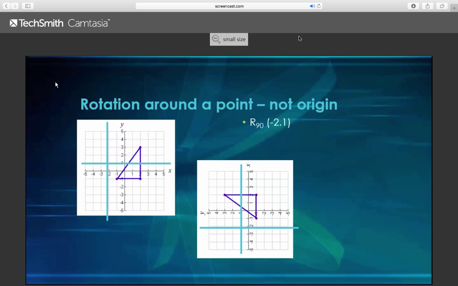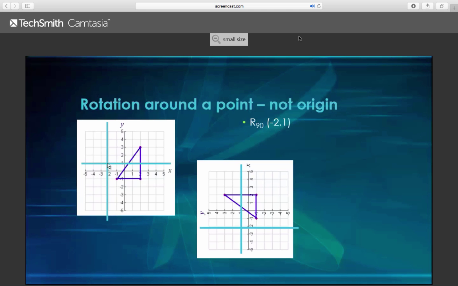Alright, what we're going to do for the last thing in this section is we're going to take a look at when you rotate around a point that's not the origin. So let's say that we want to take the triangle and we want to rotate it 90 degrees around the point -2, 1. So first thing that I would do is take my graph, plot my triangle, and then what you have to realize here is that you're looking at the point -2, 1 as your origin. So what I do is I actually draw something that looks like a horizontal line and a vertical line through the point -2, 1. And now that's my origin.